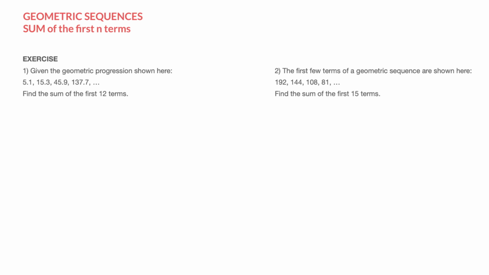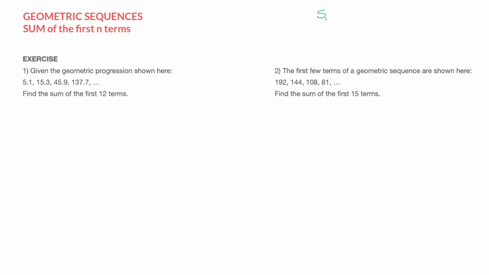In this video, we learn how to calculate the sum of the first n terms of a geometric sequence. More specifically, we'll learn the formula for calculating the sum, and we'll learn how to use it using the two examples that we have here. Given a geometric sequence or a geometric progression, like the ones we see here, to calculate the sum of its first n terms, we can use the following formula.